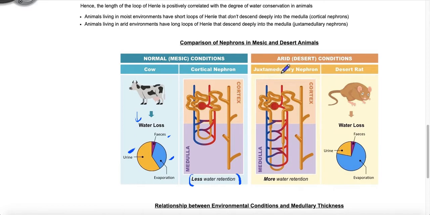and we call this the juxtamedullary nephron because the loop of Henle extends deep within the medulla. So, for example, a desert rat is going to try to avoid lots of water loss. Notice that most of the water loss from this desert rat comes from evaporation and not urine, right? Because remember that this hypertonic medulla here is going to allow for water from the collecting duct to go back into the blood. So then the urine is more concentrated, so there's less water loss via urine.